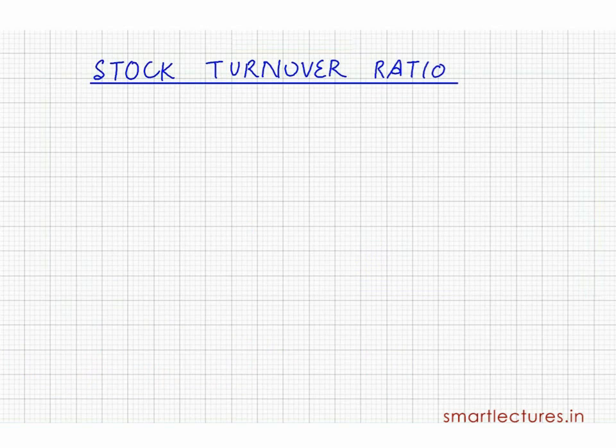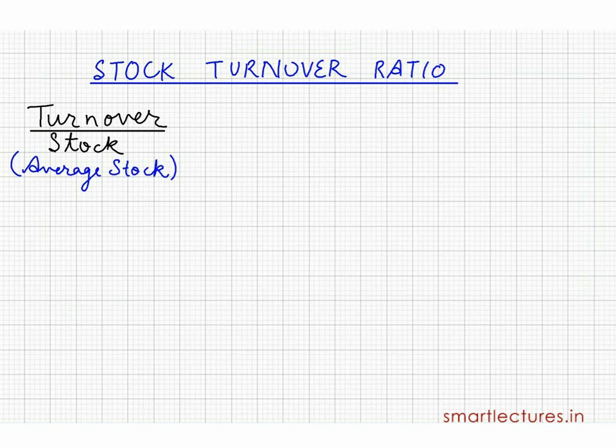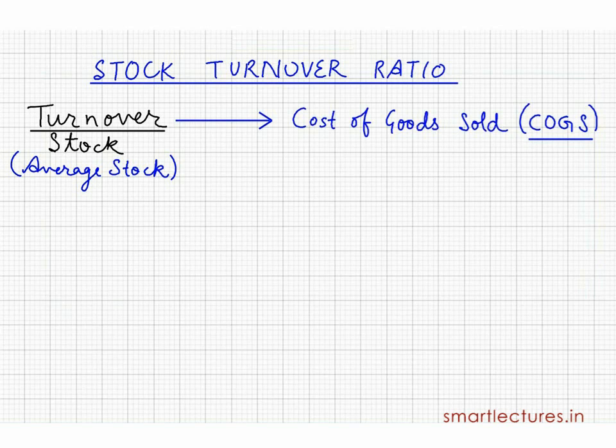Stock turnover ratio. Stock turnover ratio means turnover upon stock. It establishes a relationship between stock and sales. Stock means average stock lying with the company. How much average stock remains in the company and how much sales are generated in the company. And the formula is turnover upon average stock. Here the expression of turnover is cost of goods sold, not sales.